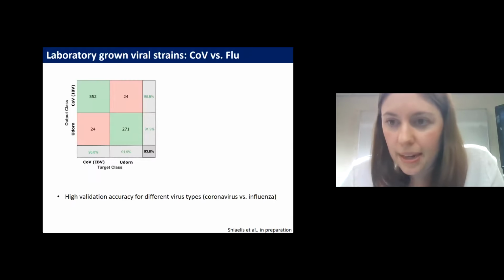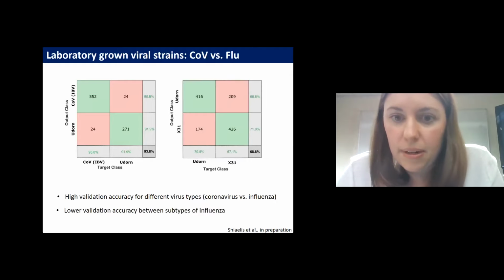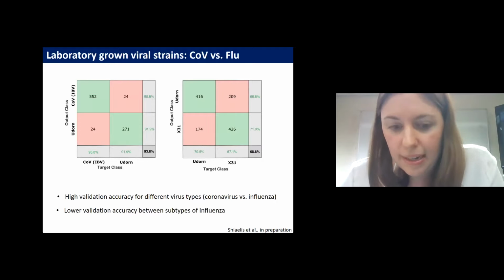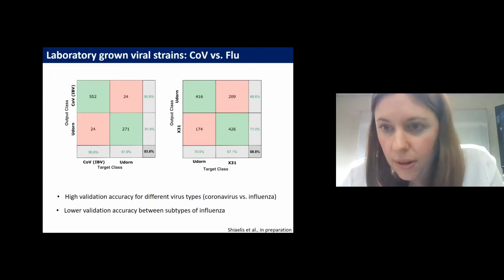When we compared IBV with one of the flu strains, which is called Udorn, we could very nicely again distinguish between the 2. And when we compared between flu strains, so between different subtypes of influenza, we had slightly lower validation accuracy, although overall the network was still able to distinguish between them to about 70%.